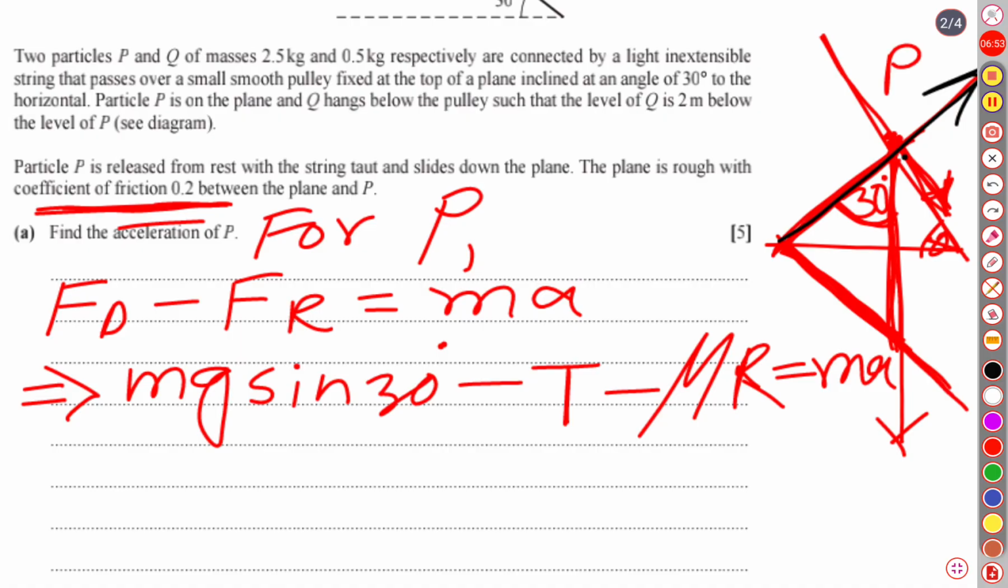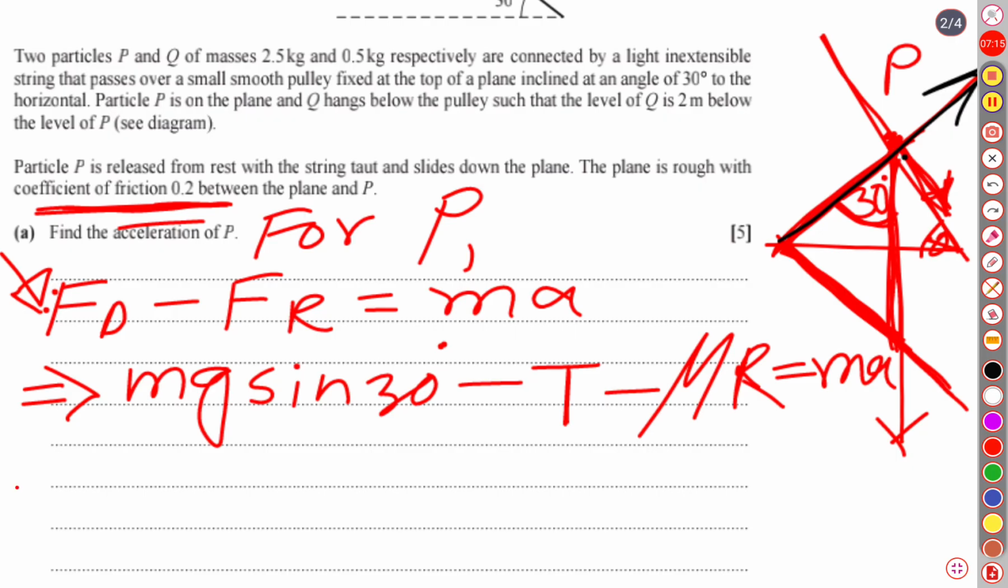And how did we get this? The weight is mg, actually mass into acceleration due to gravity. We require the forces to be resolved horizontally and vertically. And here, as the particle is sliding down, we can just show this symbol over here. The particle is sliding down.